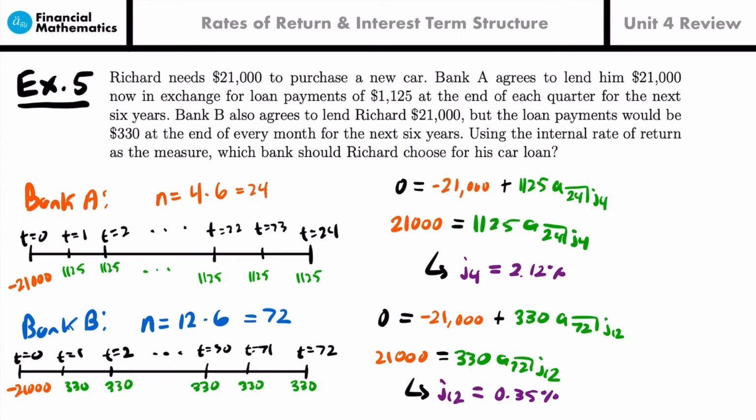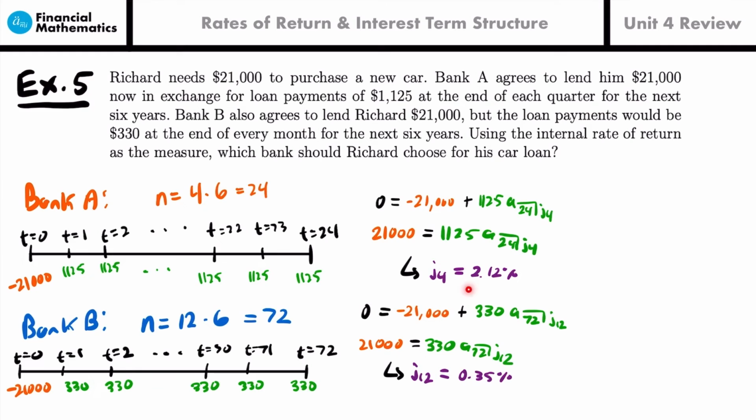Okay, so now we have found the internal rates of return for each loan from each bank, but they are in terms of their own period type. So for Bank A, that would be quarters. We have a quarterly effective interest rate or an internal rate of return that is quarterly. And for Bank B, we have a monthly effective interest rate or an internal rate of return that occurs monthly. And so in order to compare them to decide which loan Richard should choose, we need them to have the same frequency. So let's convert both of them to annual effective interest rates, and then we can compare them. And so let's do that.